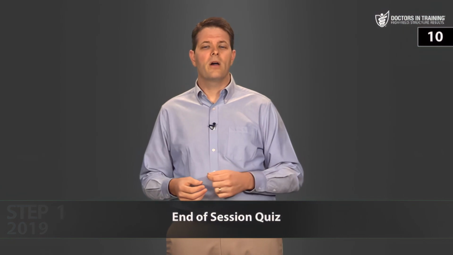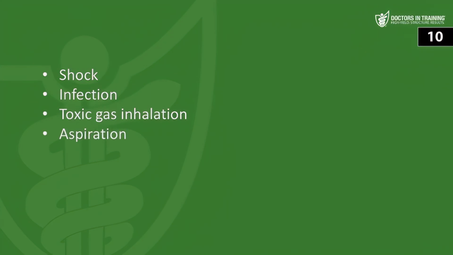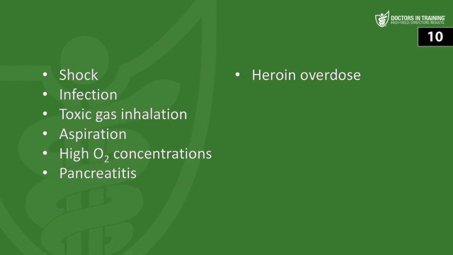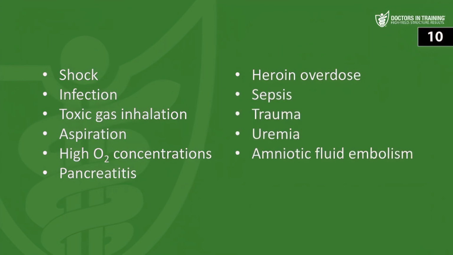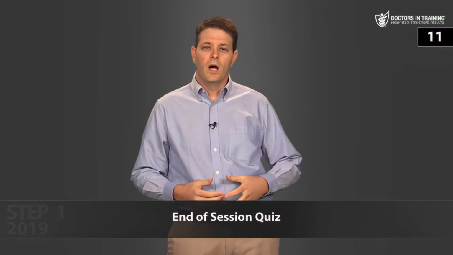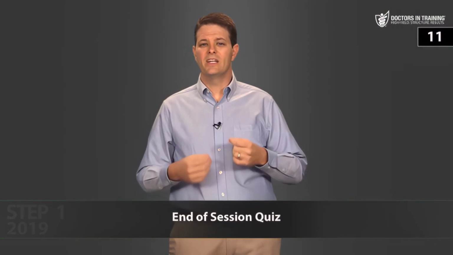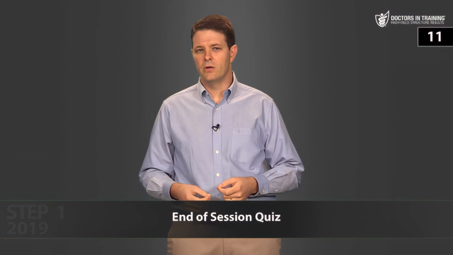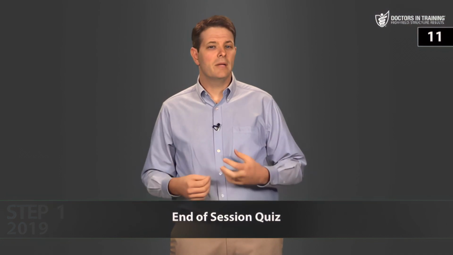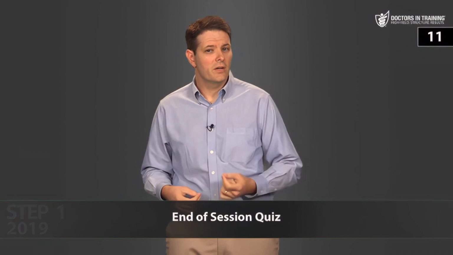Next, what are the common causes of ARDS? So the causes include shock, infection, toxic gas inhalation, aspiration, high oxygen concentrations, pancreatitis, heroin overdose, sepsis, trauma, uremia, and amniotic fluid embolism. Last question. A lung biopsy from a plumber shows elongated fibers embedded in the tissue. These fibers appear to have clubbed ends. So what's the most likely diagnosis?